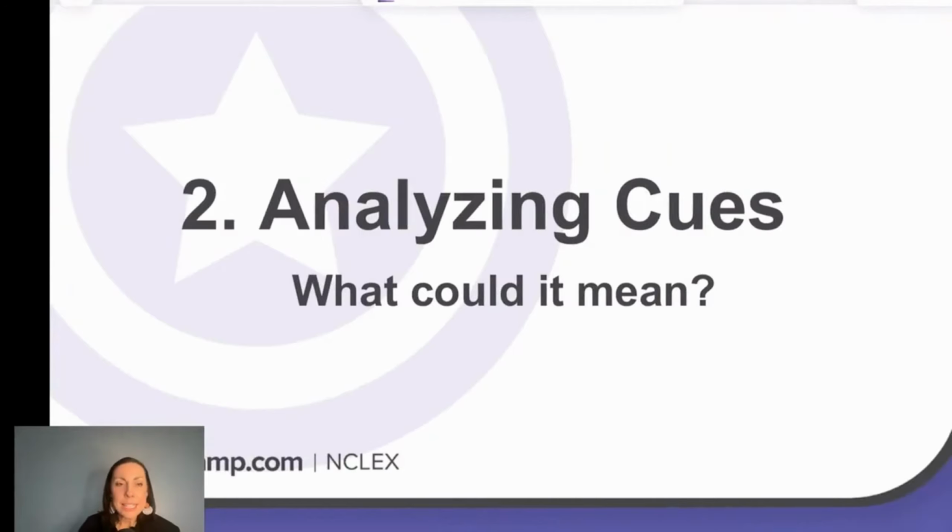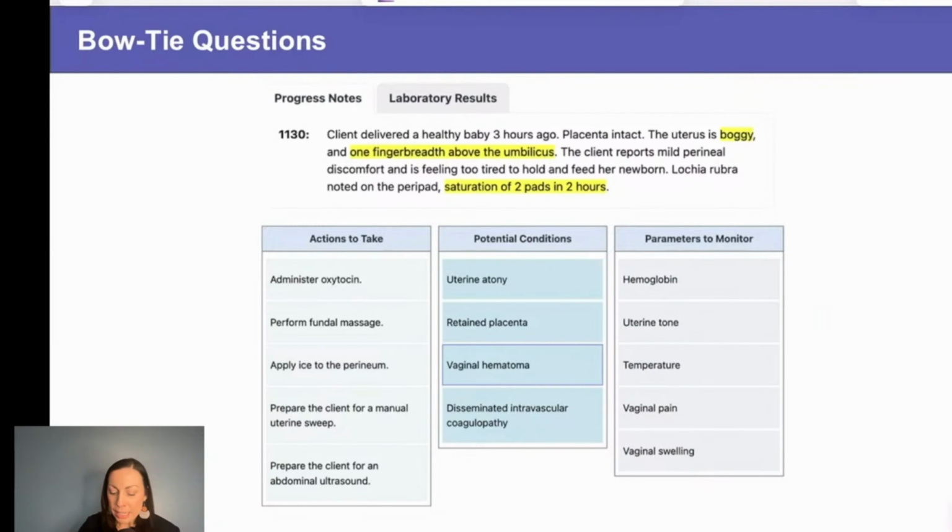All right, so analyzing cues. What does it mean? This is our second step. Now I've highlighted here our things that we found concerning. And then let's take a look at our potential conditions. So uterine atony, a retained placenta, vaginal hematoma, and DIC, or disseminated intravascular coagulopathy. As we look at this, remember that we have to think about what is most likely. She is showing us some signs of all of these things.